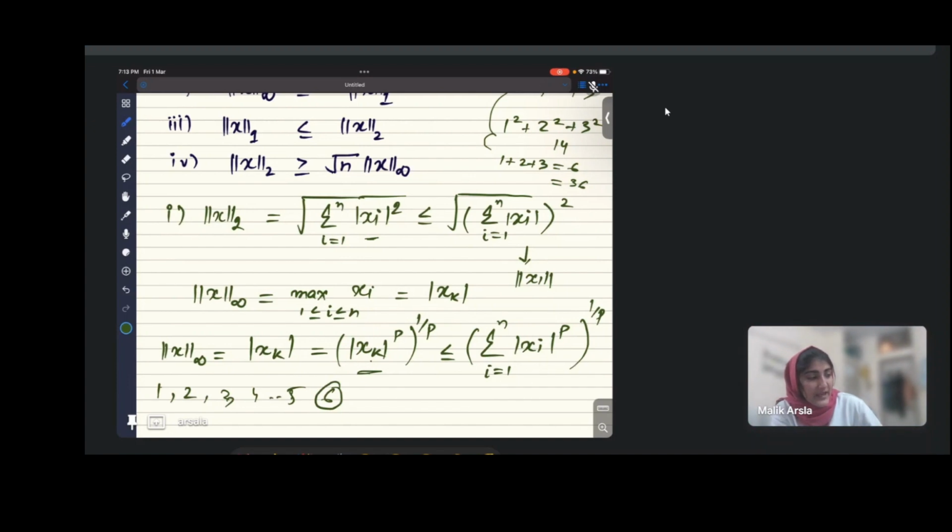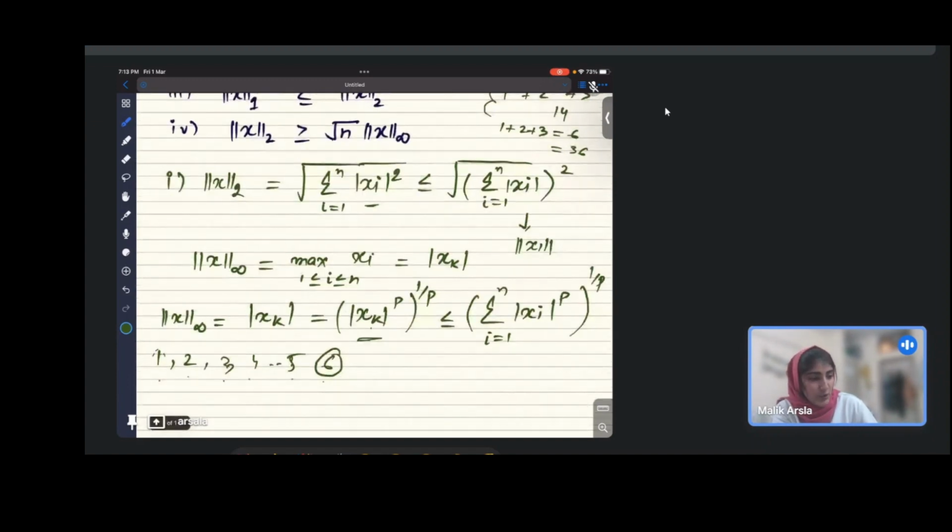But for xi to the power p raised to 1 by p, we have to do it with all these numbers. Suppose p is 1 in this case, then 1 plus 2 plus 3 plus 4 plus 5 plus 6 is definitely going to be greater than 6. You can understand that by intuition also.